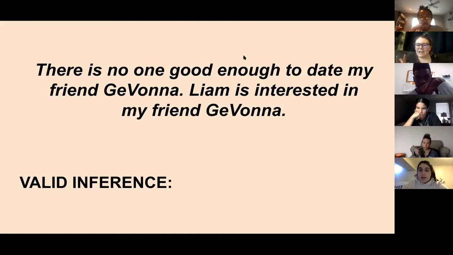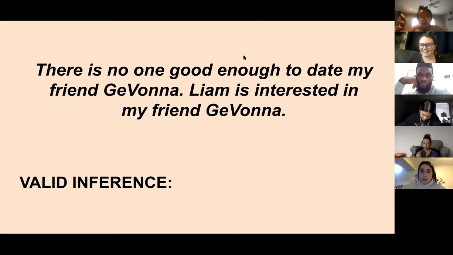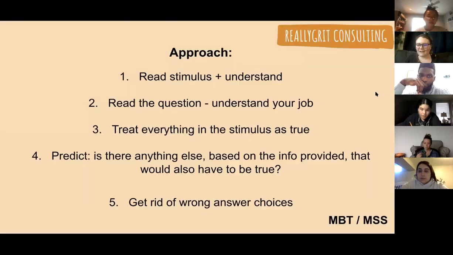So some people here would say stuff like Liam can't date my friend Giovanna, which would be invalid because technically we don't know if he can or cannot date her. We just know that he's not good enough to date her. This doesn't mean that Giovanna will never date. So that might be a confusion. Just because nobody's good enough to date her doesn't mean she won't ever date. Excellent.